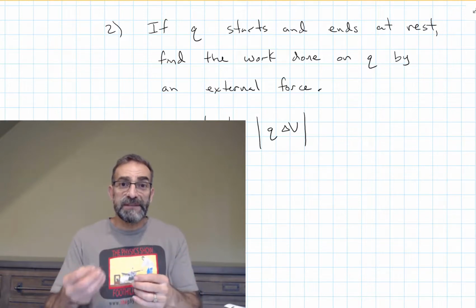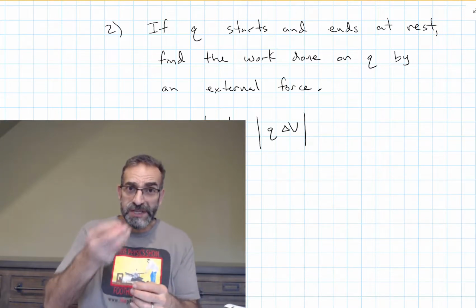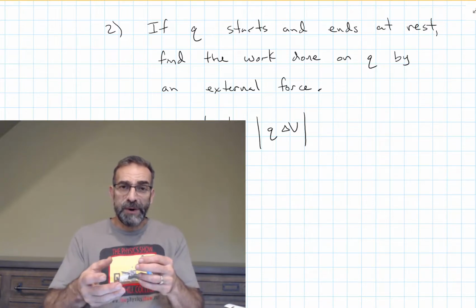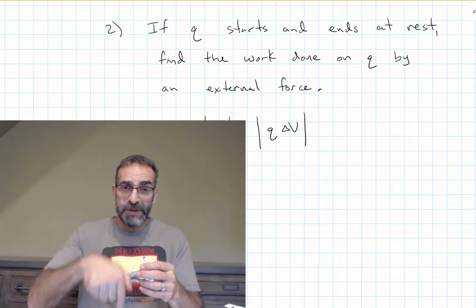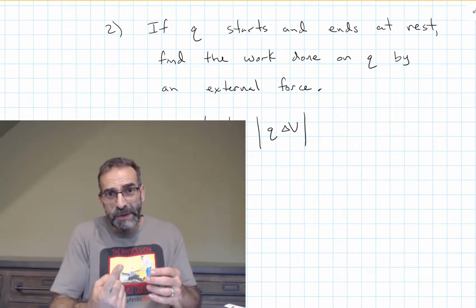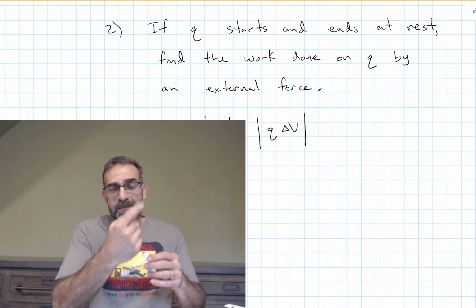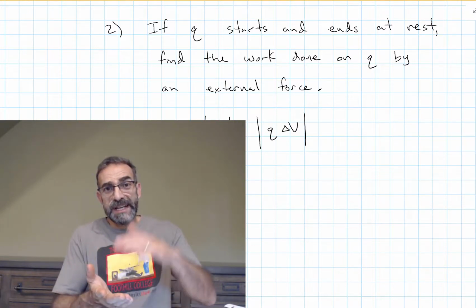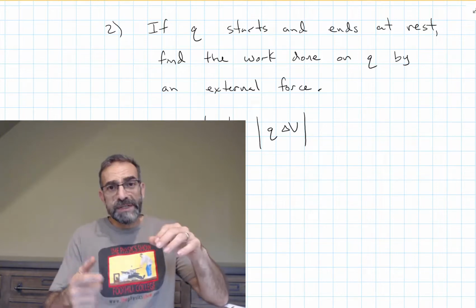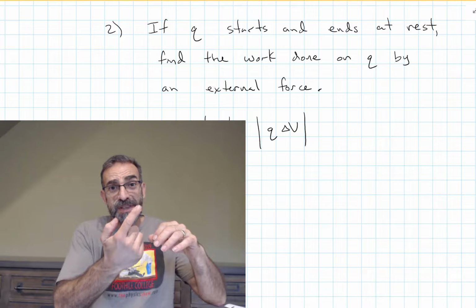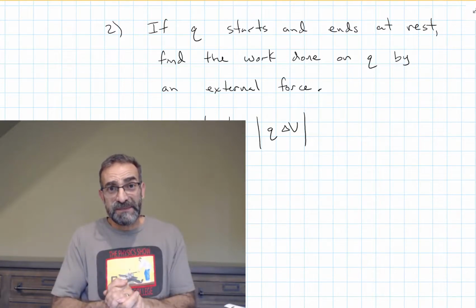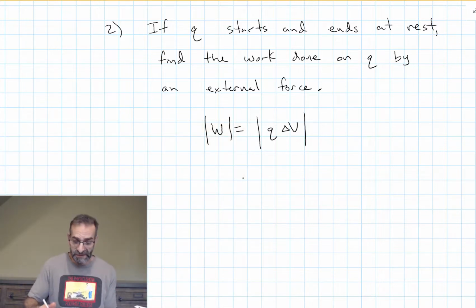Vice versa, if the field would not cause the particle to move from A to B, if we let go of the particle at point A and the field would push it in another direction, we would have to reach in with an external force and push it to point B. And if we want it to start and end at rest or at the same speed, the work done by the external force that we're pushing with would have to be exactly equal and opposite to the work done by the field. The work done is Q delta V.